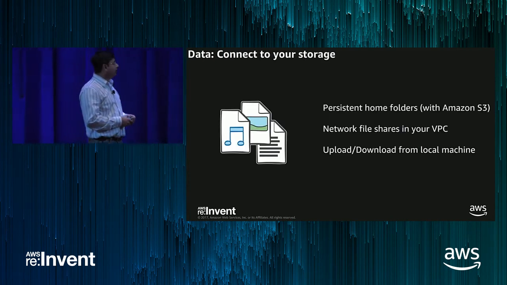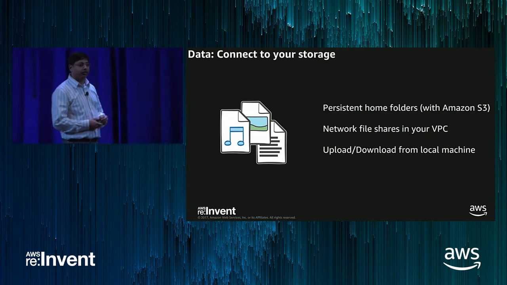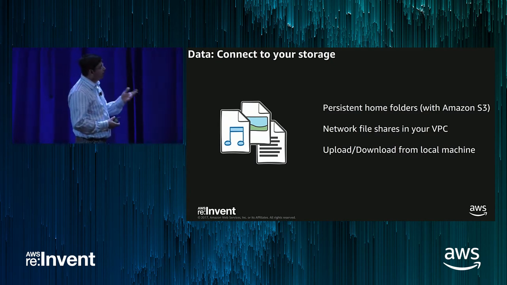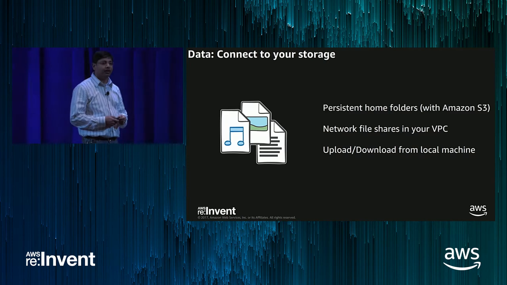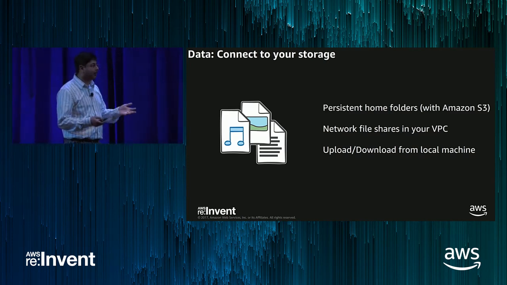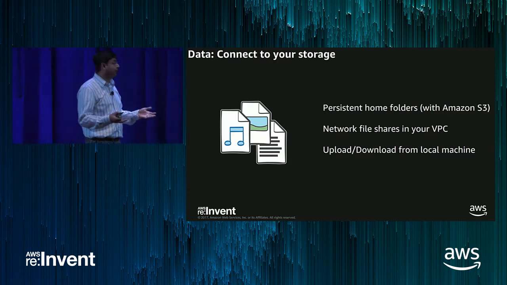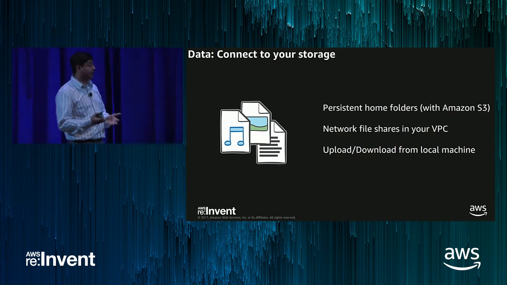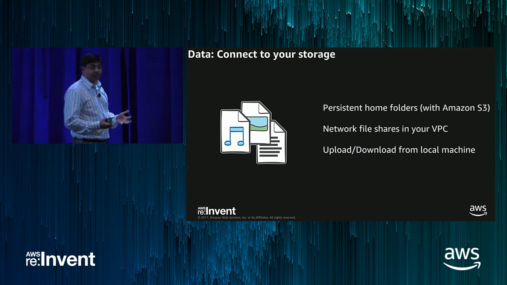The second one is we talked about the data. So we offer three different types. One is the persistent home folders that are backed by S3. So this is equivalent of if you are on a corporate network and you use your corporate laptop, when you log in, you get your home folder. It is typically backed by CIFS shares. So that's equivalent of what we provide you.